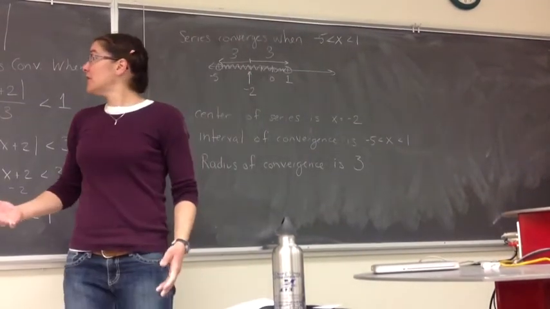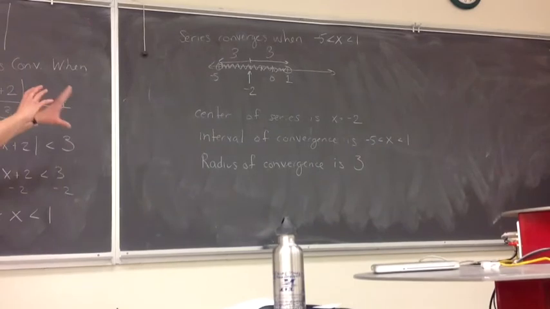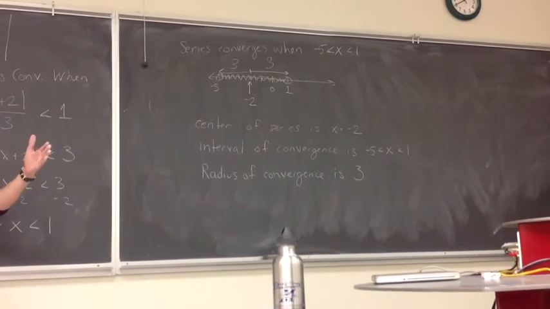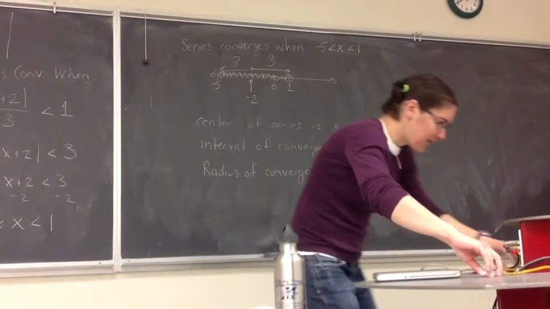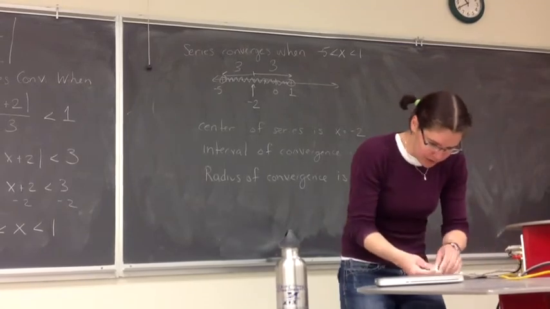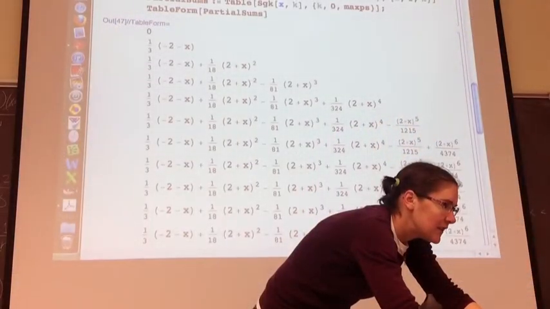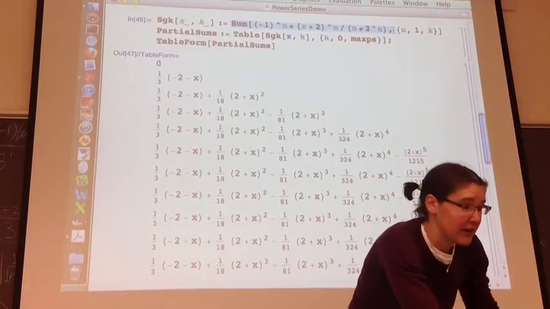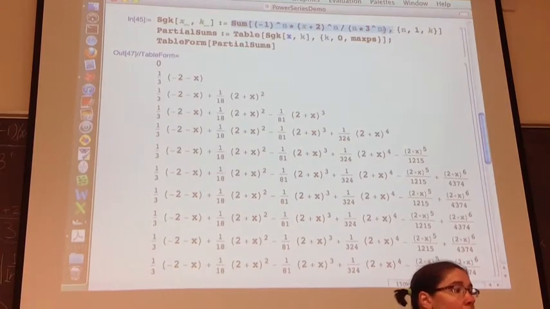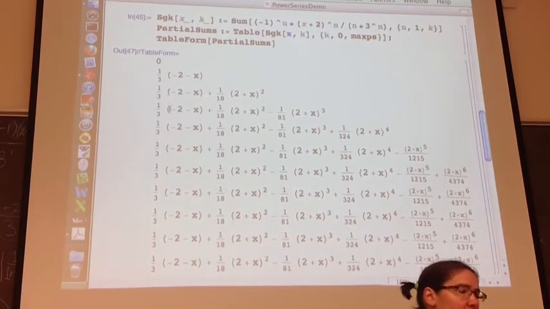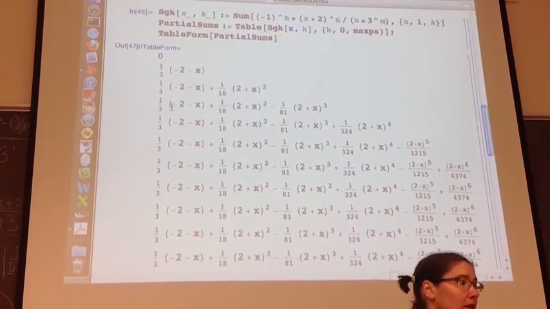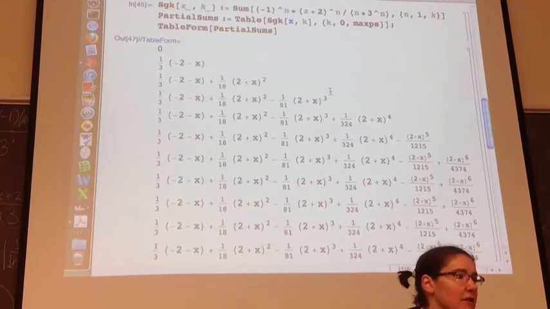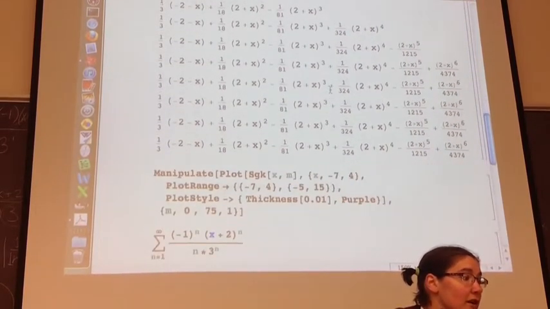Okay, so we've just looked at this series. Now that we've looked at this and said, okay, this series with this x converges between negative 5 and 1, what does that actually look like? And so I've got a Mathematica picture I'd like to show you. Sum of negative 1 to the n times x plus 2 to the n divided by n times 3 to the n, which is exactly the series we were just looking at. And so what these terms that are listed here, these are our partial sums. Okay, so we've got just the first term, we've got the first term plus the second term, first plus second plus third, etc.